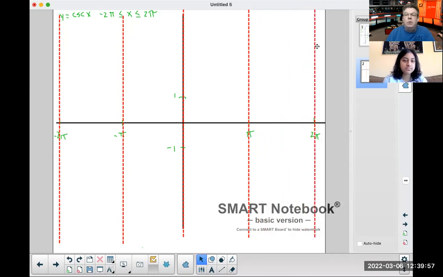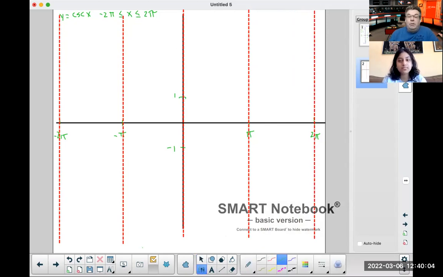Okay, so to graph cosecant, since it's the inverse of sine, we are going to graph sine. And that's exactly what he did, or that's the way he taught it, just looking at your slides, right? So sine looks like this, yes? Yep.